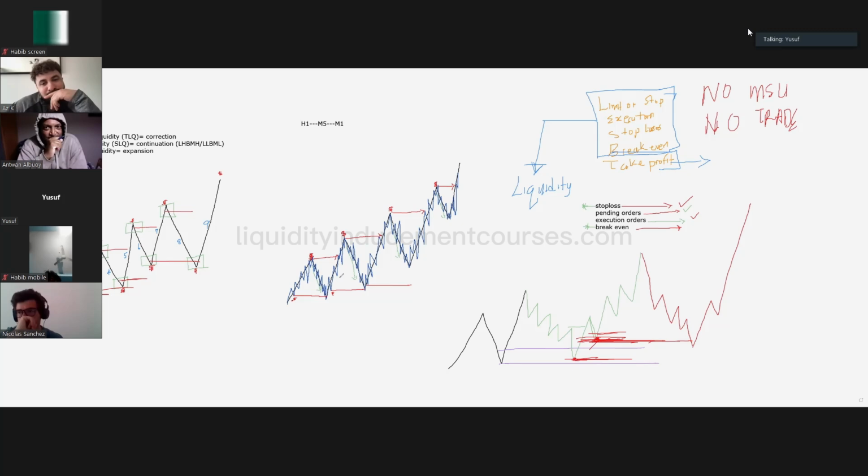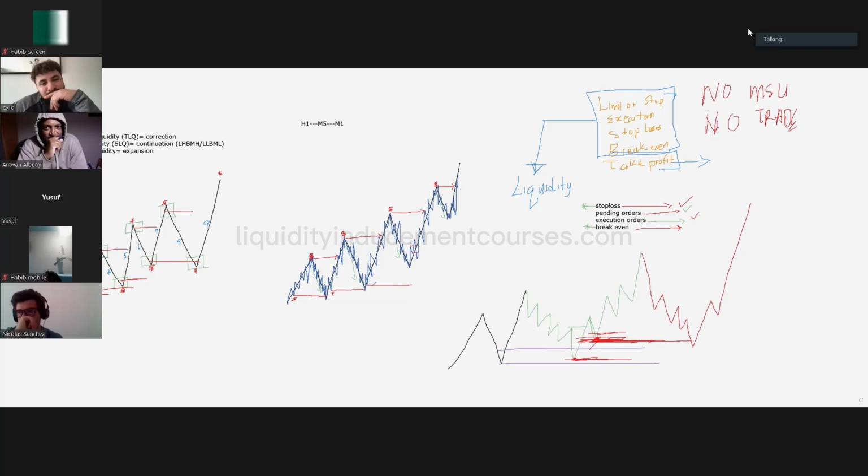Does it make sense? Yeah. Good. So here, is price efficient or not? At this level here, is price efficient or not? Yes, it is. And do you have an MSU? Yes. So I will definitely buy that. I don't have to keep waiting for this. Do you understand now?